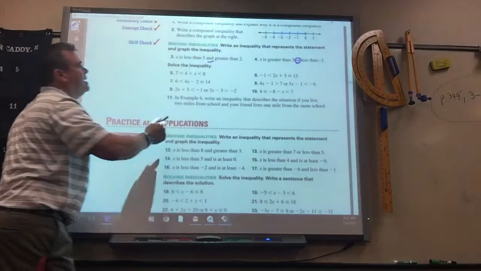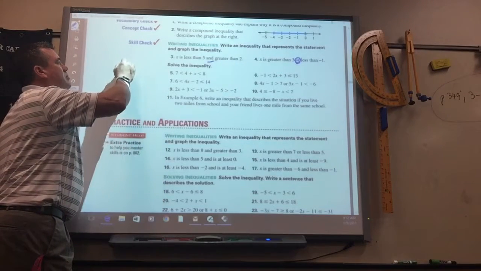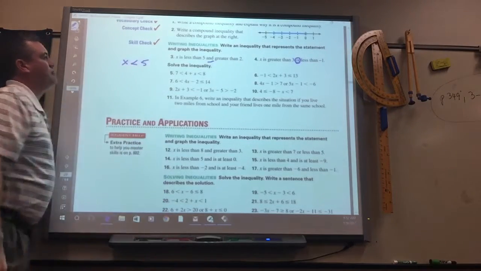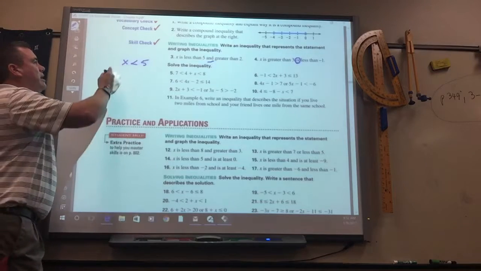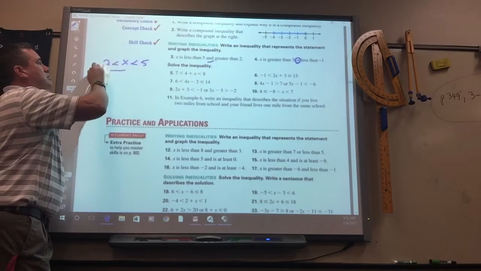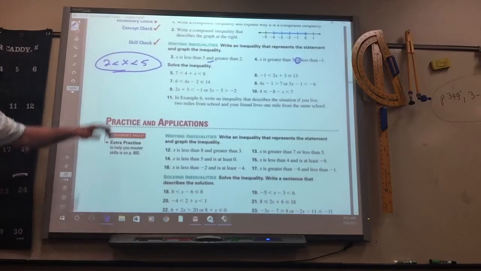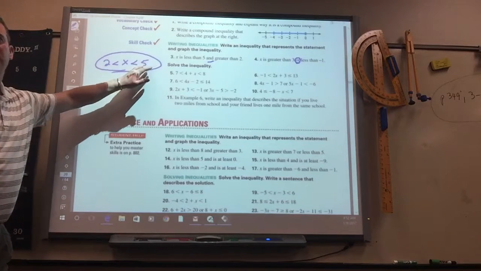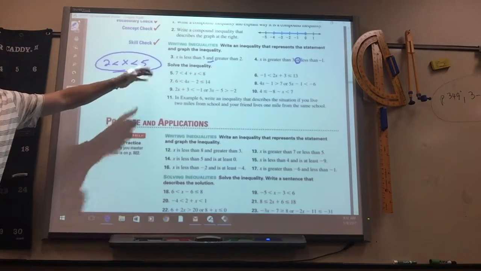Now the ands are a little trickier because sometimes they write them in backwards order. X is less than 5, so you'd go like that, and greater than 2. So that's the correct order because the 2 is smaller than the 5, and we have less than signs in there, so we know it's an and.